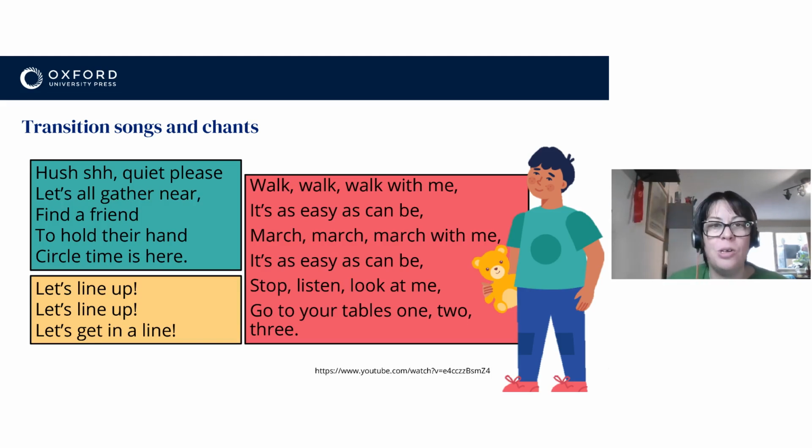If we're needing the students to get back to their desk, we might use the one with the red background. Walk, walk, walk with me. It's as easy as can be. March, march, march with me. It's as easy as can be. Stop, listen, look at me. Go to your tables. 1, 2, 3. Signal the behaviors we're expecting to see.